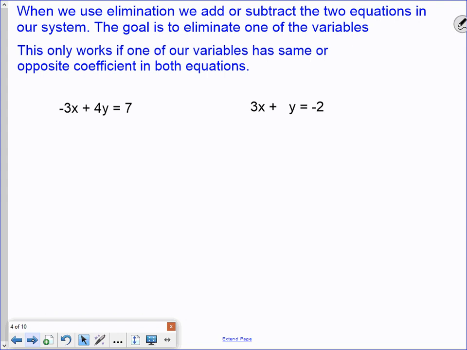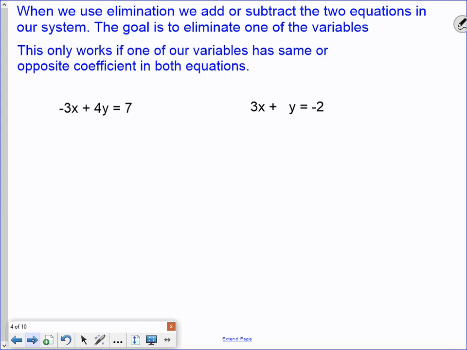So the idea here is when we use elimination, we are adding or subtracting the two equations that we have in our system of equations. And the goal when we're doing this adding or subtracting is to eliminate one of the variables. That's why we call it elimination. Now, this elimination only works if one of our variables has the same or the opposite coefficient in both of these equations. So I've got this example here, negative 3x plus 4y equals 7, 3x plus y equals negative 2, and I'm either going to add or subtract these two equations.